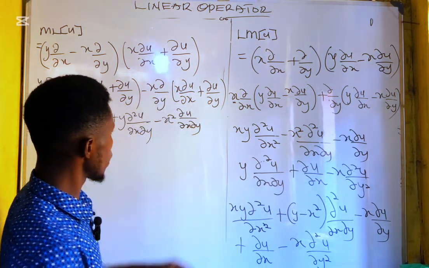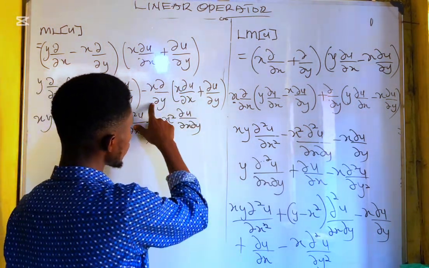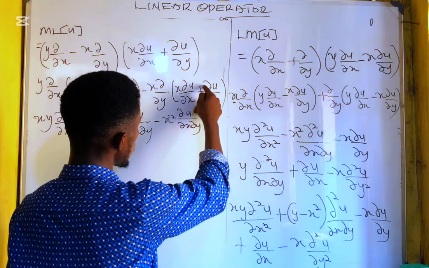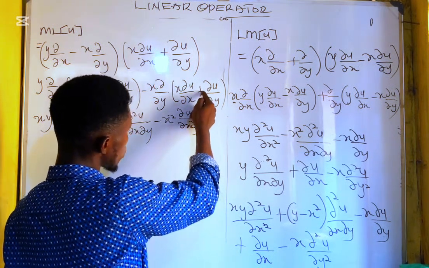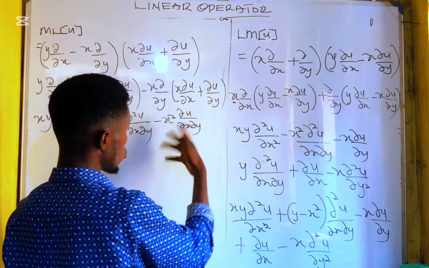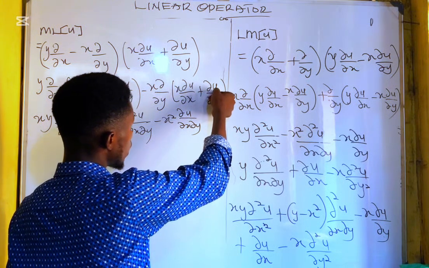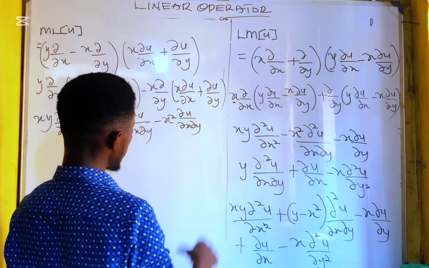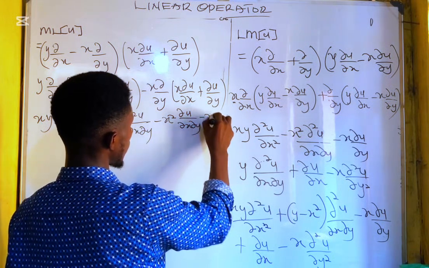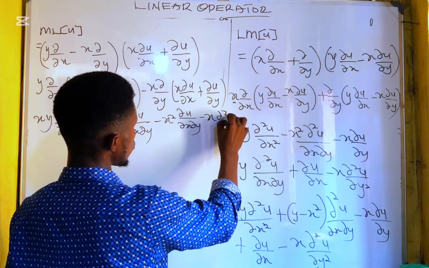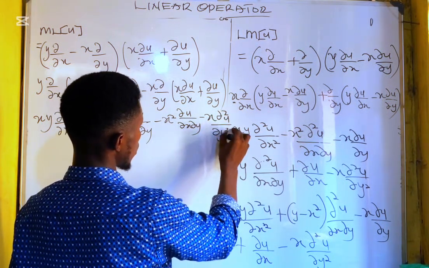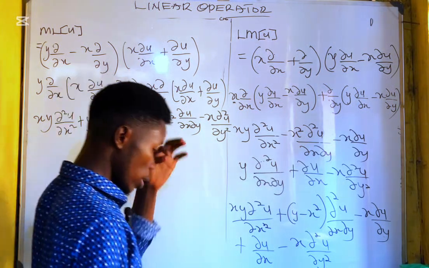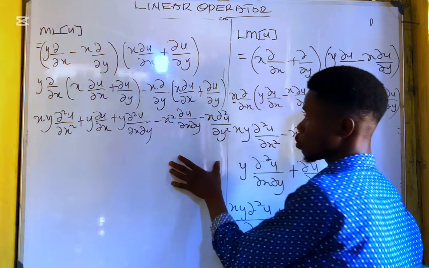Now let's move to this place. You know already, if I'm differentiating the constant with respect to y, that will be 0. So I don't need to do that. So let me differentiate this one. If I differentiate this one, that will give me negative x ∂²u/∂y². Okay. Now let's look at those that are the same so that we can group them together.